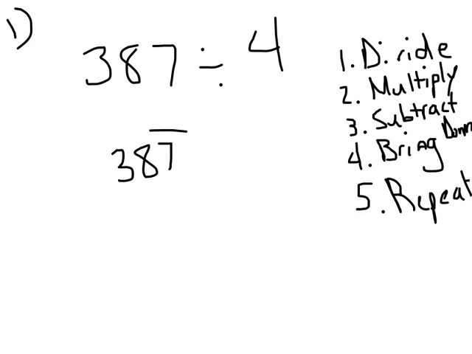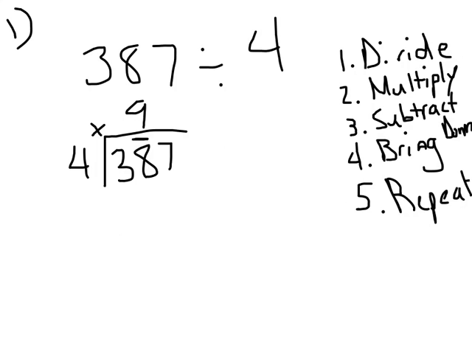387 divided by 4. Here, 387 is the dividend and 4 is the divisor. Should I start dividing at 3 hundreds, 38 tens, or 387 ones? I should start dividing at 38 tens. How many times does 4 go into 38? 4 goes into 38 9 times.